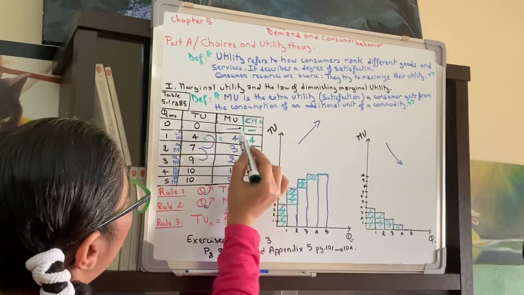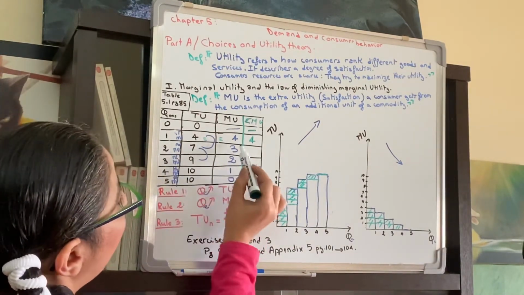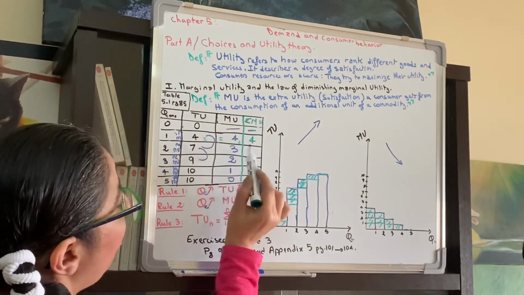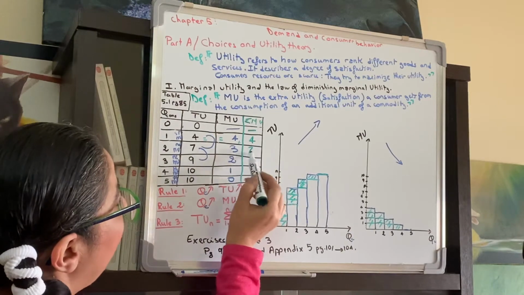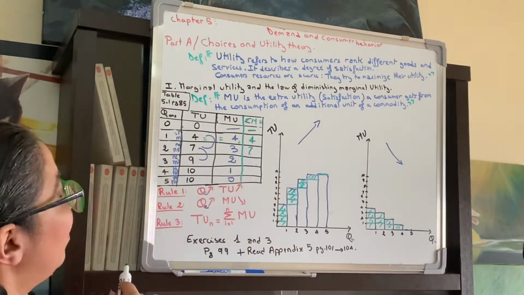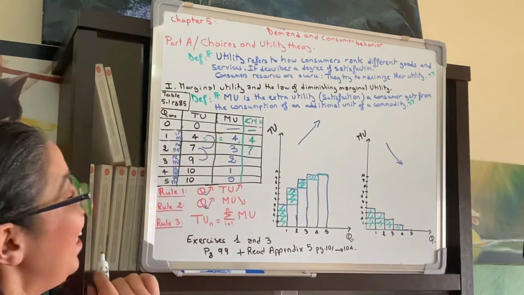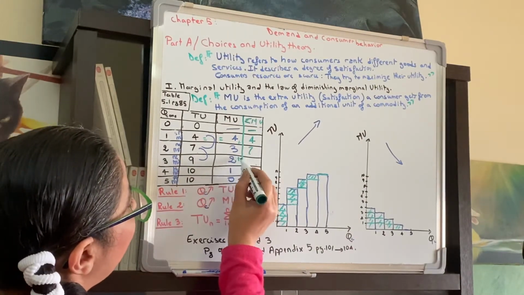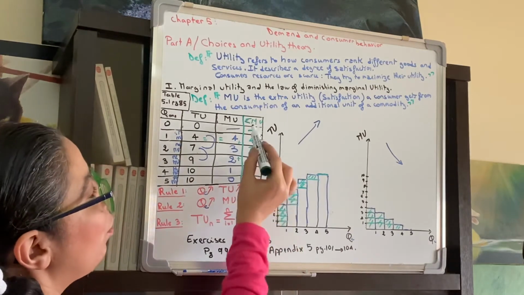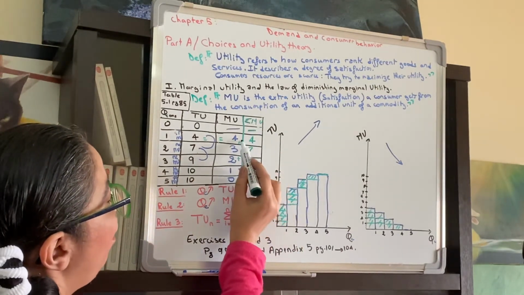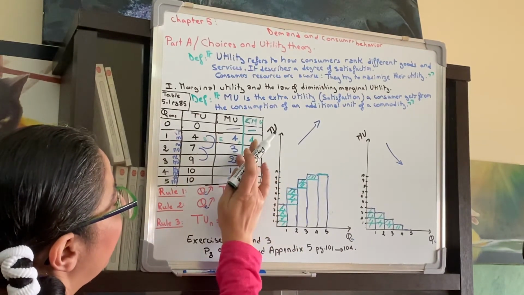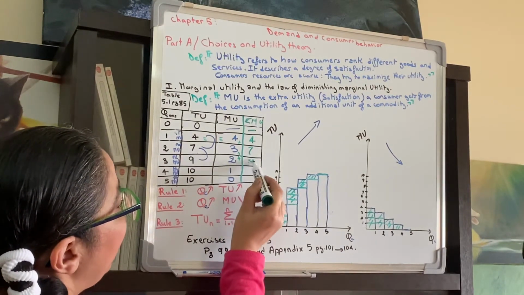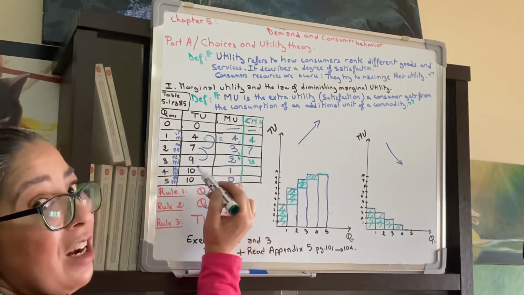Let's calculate. At 2, what is the total of the marginal utility? So it's 4 plus 3, that would be 7. It gives you the total utility at 2. Okay? Now let's see. The total utility at 3, I'm going to calculate now the total marginal utility. So it's 4 plus 3 plus 2. That would be 9. You see that it's equivalent, equal.